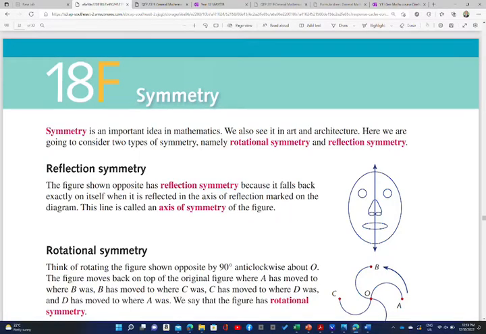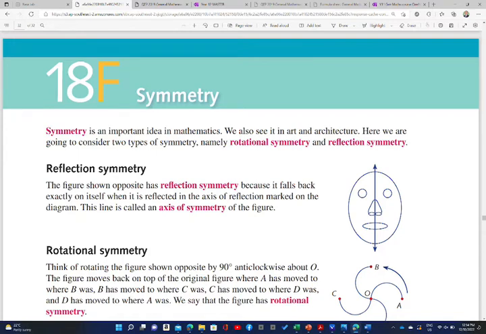All right, so our next section we're going to look at is 18F, where we're going to be talking about symmetry. Symmetry is really important that you understand in mathematics because you can use the idea of symmetry to answer questions without having to do a lot of work if you understand it, particularly when we're talking about graphing and that kind of thing. So, we're going to talk about two different types of symmetry.